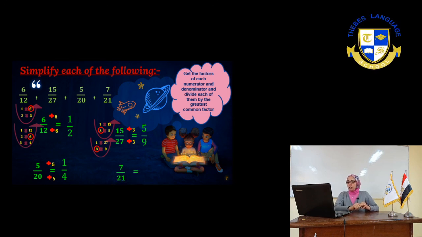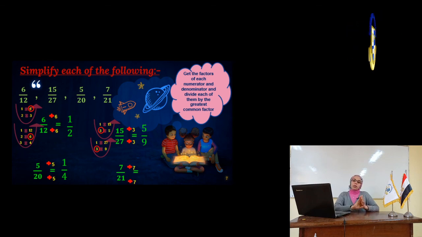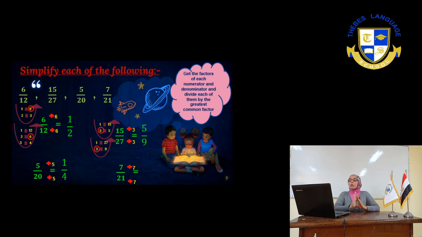The last fraction, 7 over 21. Get the factors of 7 and 21. And be careful, 7 is a prime number, so it's divisible by 1 and 7 only. So we must divide both numerator and denominator by 7. It will be 1 over 3.